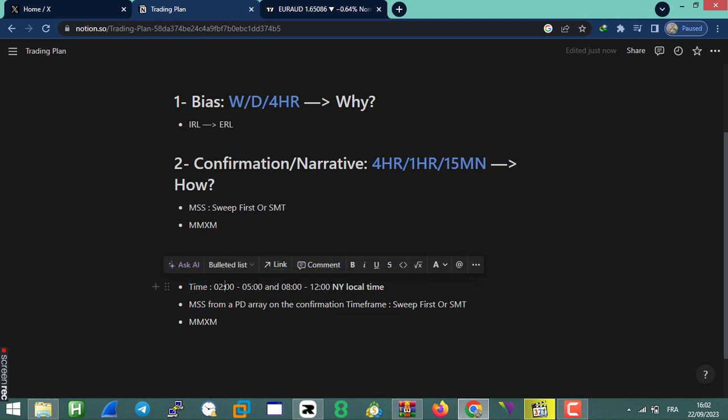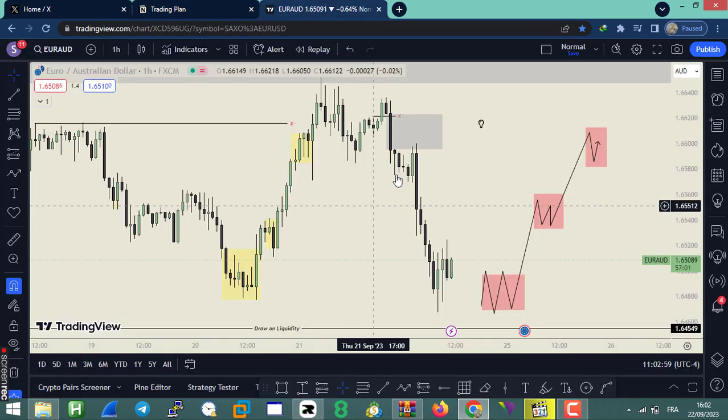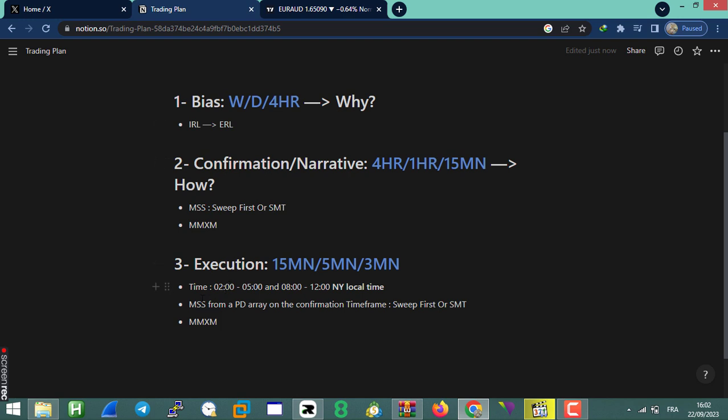The London kill zone, 2 a.m. to 5 a.m. New York time, and the New York kill zone, which is 8 a.m. to 12 p.m. New York local time. All right, so make sure you are trading at those times for high probability trading. The next thing is we want to see a market structure shift from a PD array on that confirmation time frame, and of course we want to see a sweep first or SMT divergence.